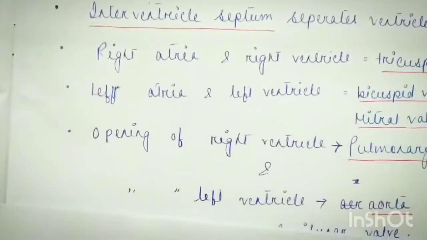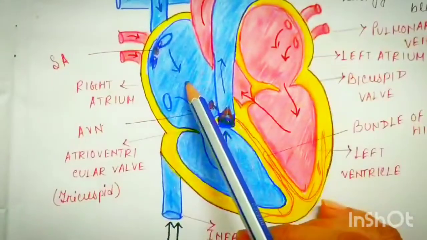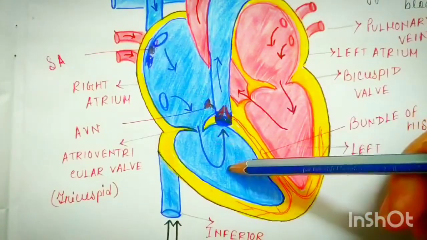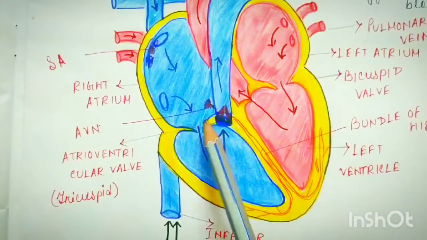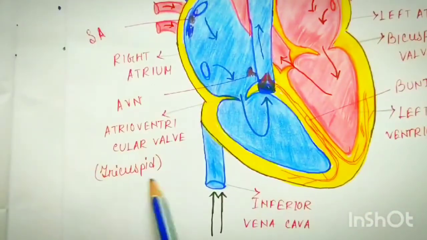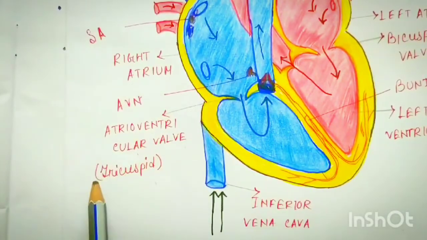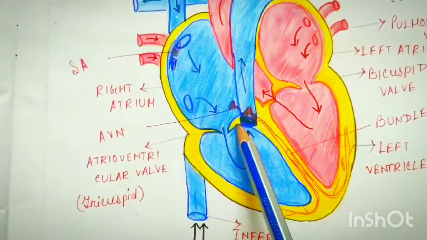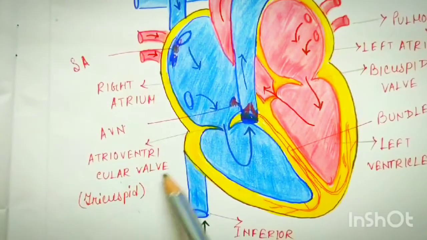Now come to the next point. The opening between the right atrium and the right ventricle has the tricuspid valve. It means this is the right atrium and this is the right ventricle. So blood flows from the right atrium to the right ventricle through a valve. This opening is called a valve, and this is known as the tricuspid valve. I am writing here tricuspid valve, and another name is atrioventricular valve. Why is it called tricuspid? Since there are three cup-shaped structures in the valve, that's why it is called tricuspid. Tri means three, cuspid means cup-shaped structure.